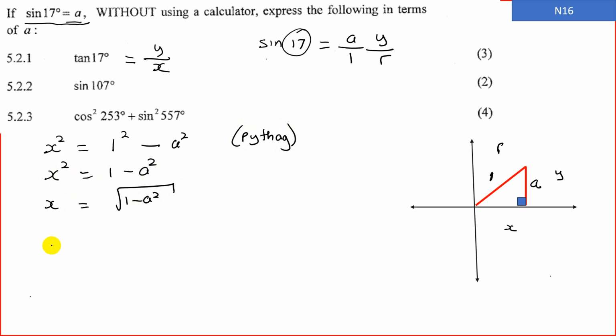Let's put it on our diagram: the x value now is the square root of 1 minus a squared. To find tan 17, we can now say that tan is y over x. So our y value a, over x, which we found to be the root of 1 minus a squared.